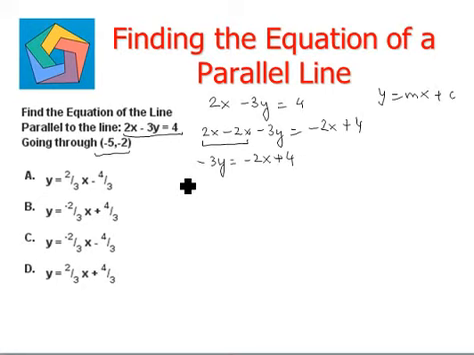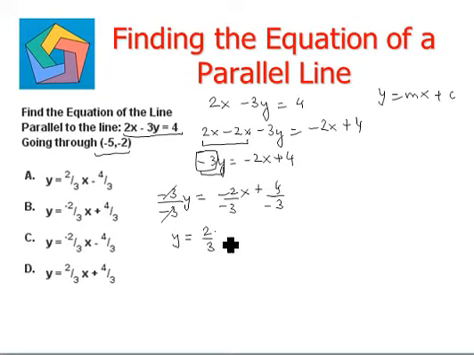Now we have to make the coefficient of y, this coefficient, to be 1. So we divide by negative 3: y equals negative 2 divided by negative 3 x plus 4 divided by negative 3. This becomes 1. y equals 2/3 of x minus 4/3. Therefore m equals 2/3. x1 equals negative 5 and y1 equals negative 2.